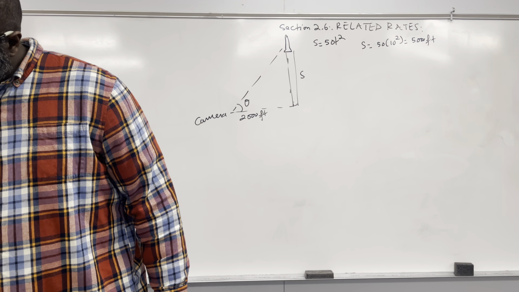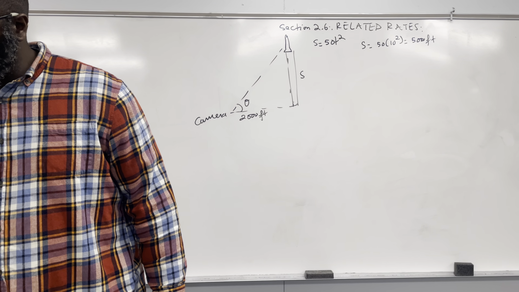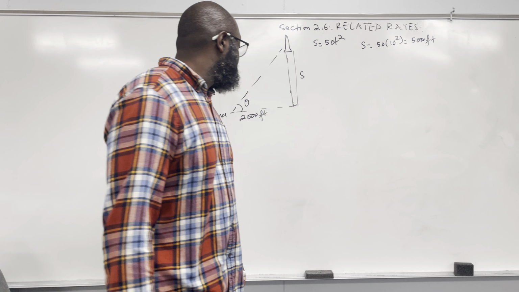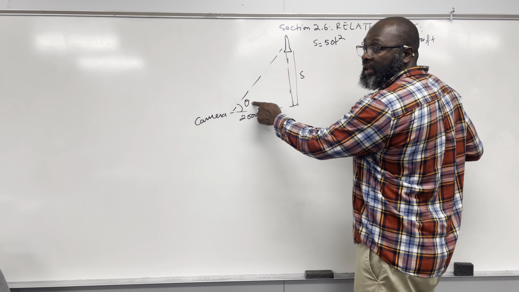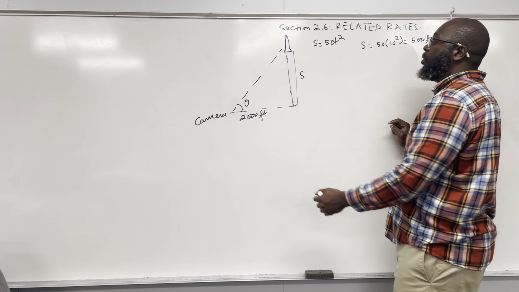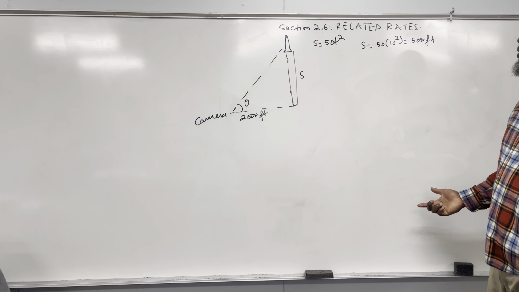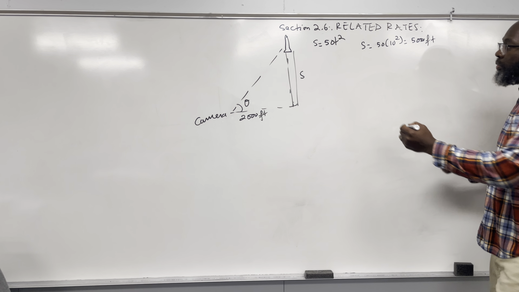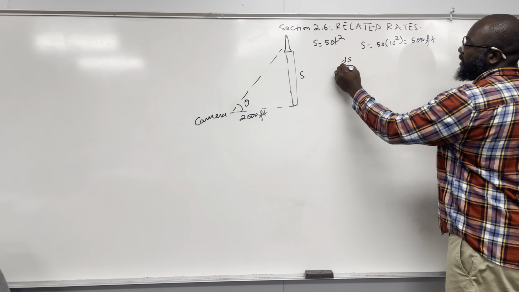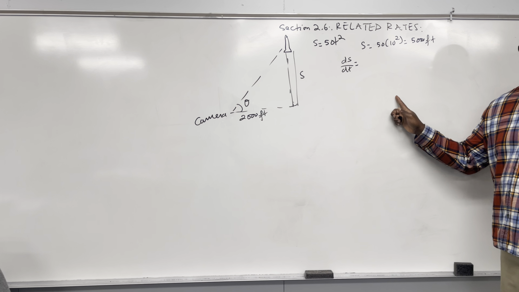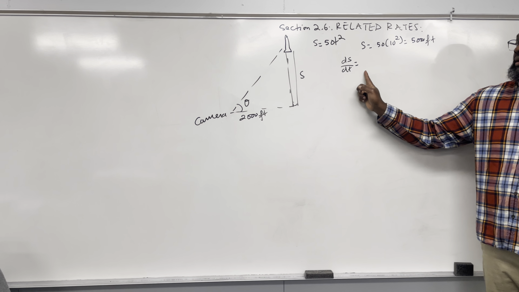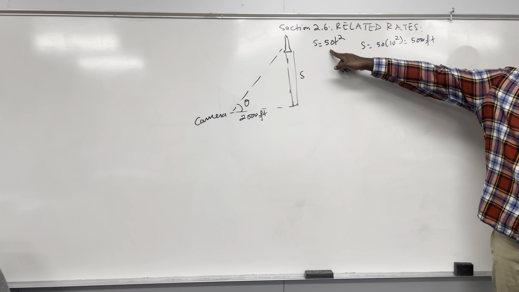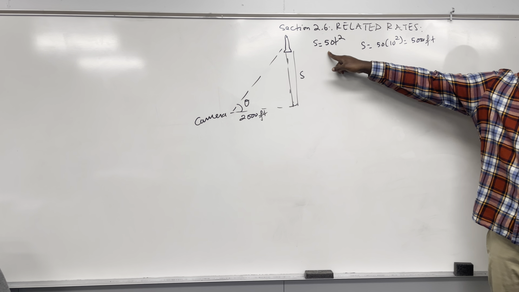Now the question is asking us to find what? They want us to find the rate of change in the angle of elevation of the camera shown in figure 2.37. So what do we know? There's a lot of things that we can use here. Again, we're gonna go back to the right triangle. We know that ds over dt is the rate of change of the height. If the function given is 50t squared, it would just be 100 times t.